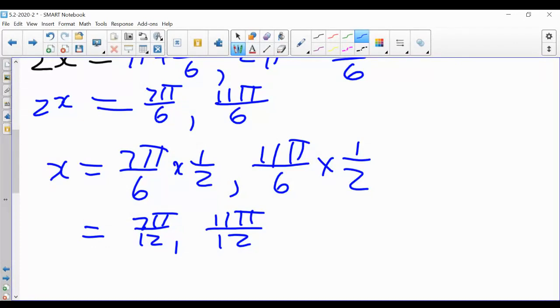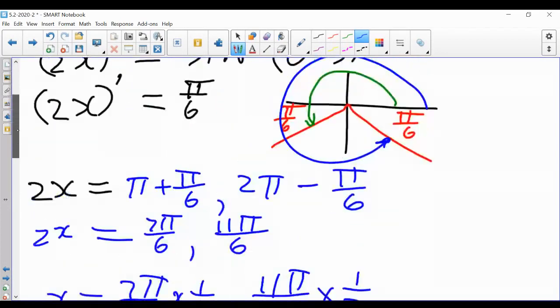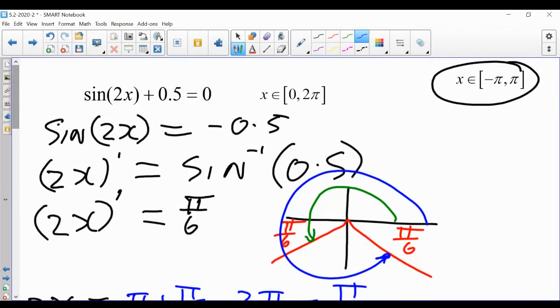Let me go back and show you what the question asked us to do. Give all answers for the sine of 2x plus 0.5 equals 0 between 0 and 2 pi. Would you say that we have this finished at this point? What does the room think about that? Roma, you think we have all the answers for this so far?